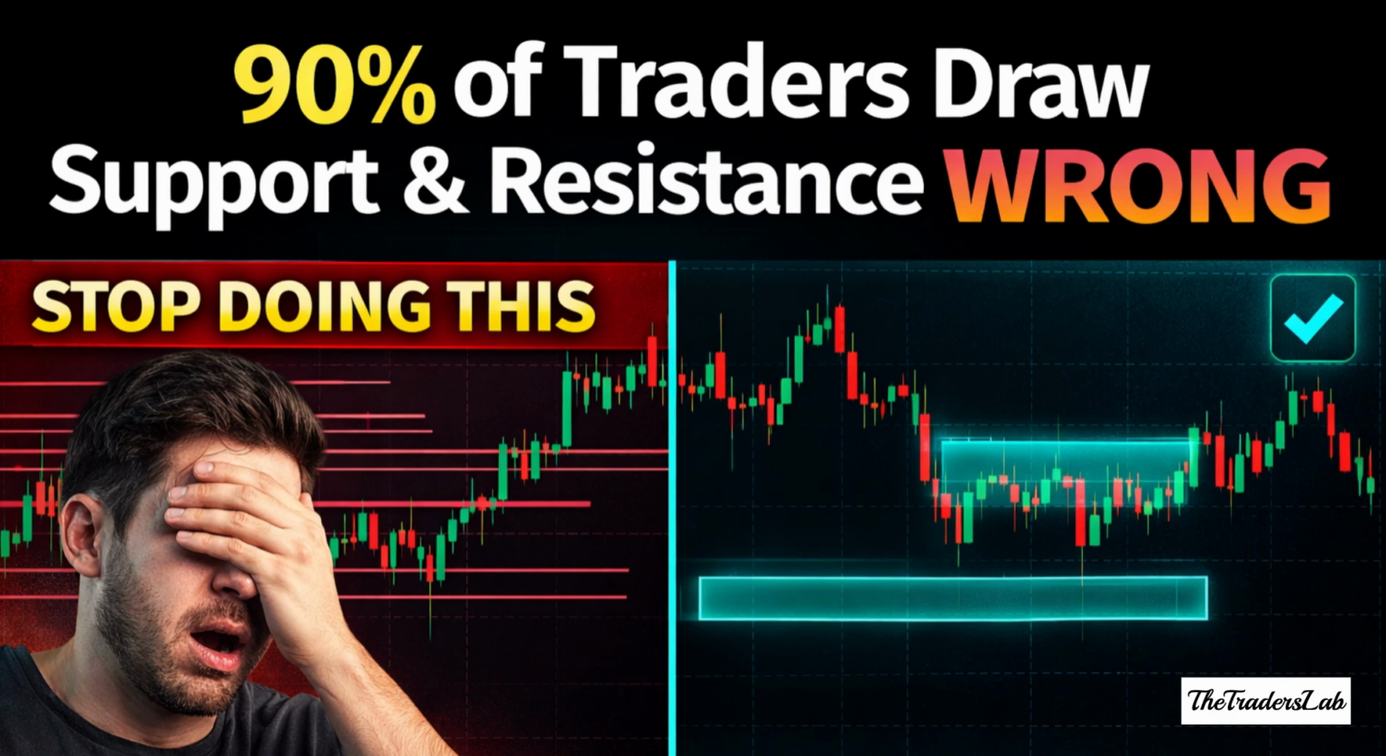All right, let's talk about support and resistance. It's one of the first things every trader learns, but here's the thing, it's also one of the most misunderstood and misused concepts out there. Today, we're going to fix that. Let's dive in and finally turn that chart chaos into some real trading clarity.